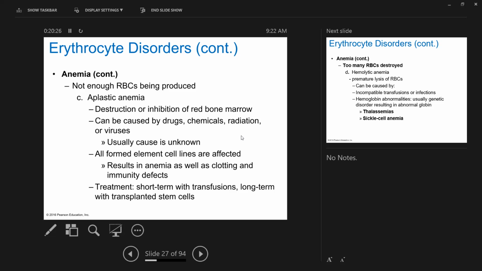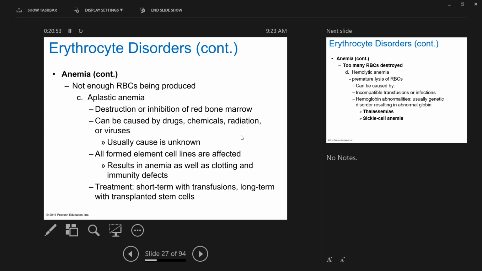It could be a virus. It could be exposure to drugs. Exposure to high levels of ionizing radiation will destroy the bone marrow and you won't produce red cells. We call this aplastic anemia. So with aplastic anemia, you just can't produce the red cells. You are generating all the EPO you can, but nothing's happening because the bone marrow has been damaged.